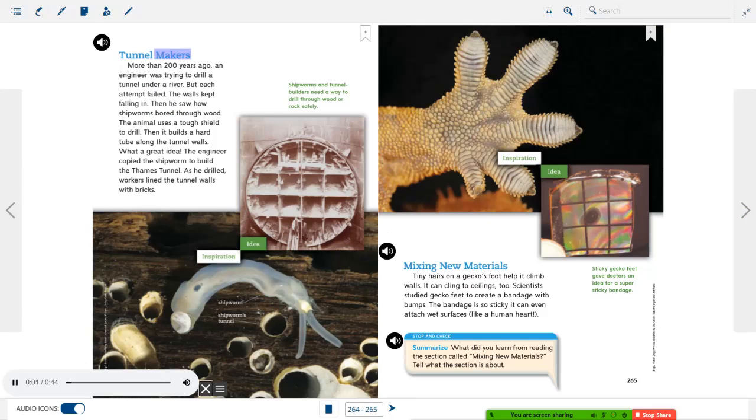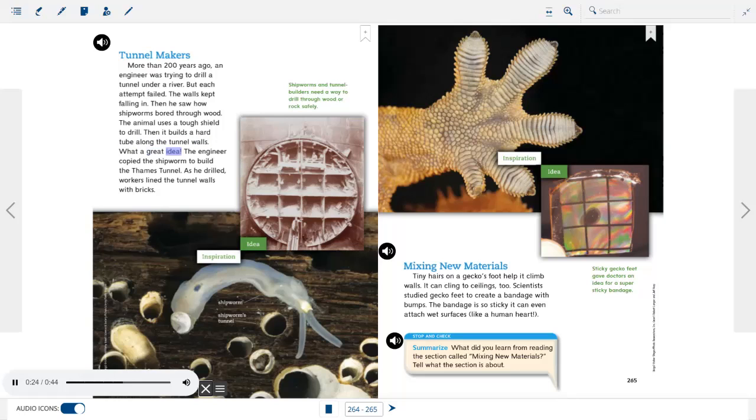Tunnel makers. More than 200 years ago, an engineer was trying to drill a tunnel under a river, but each attempt failed. The walls kept falling in. Then he saw how shipworms bored through wood. The animal uses a tough shield to drill. Then it builds a hard tube along the tunnel walls.